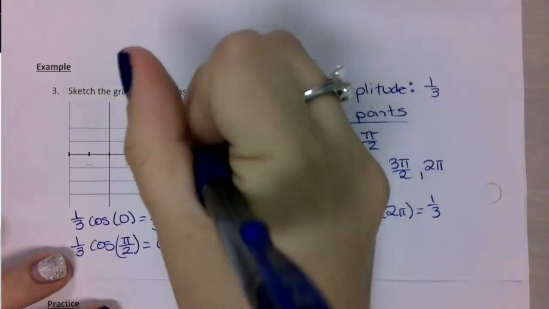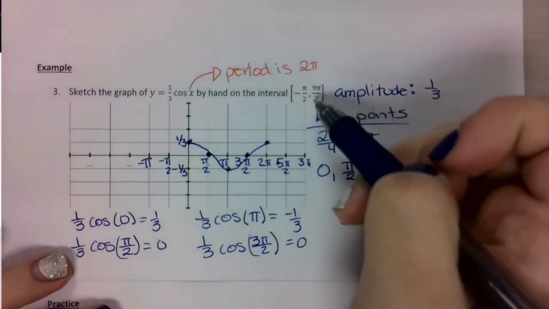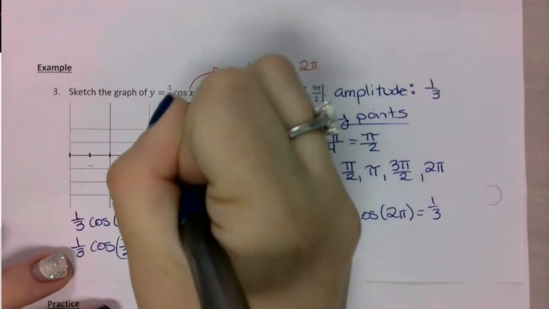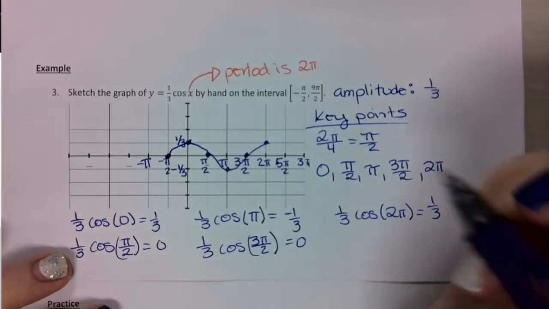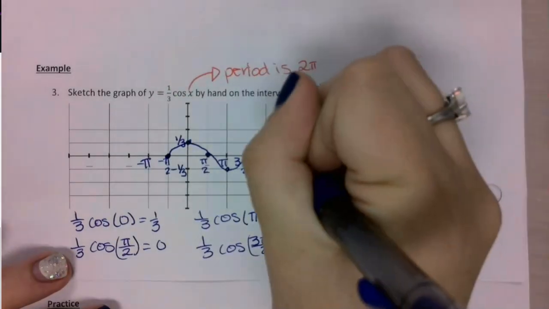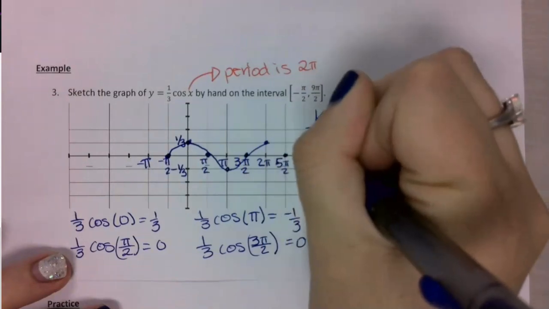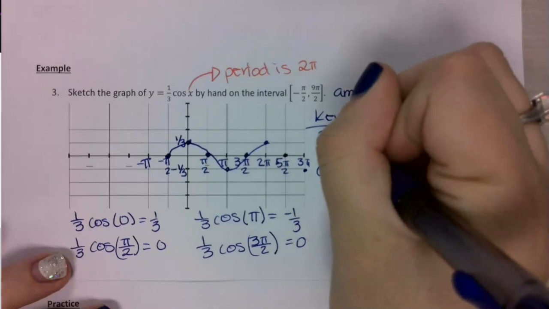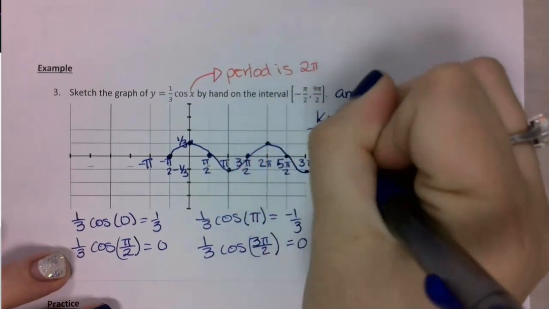So then I want to connect my points. And this one wants me to go to negative pi halves, so that one would go right here. And then it wants me to go all the way to 9 pi halves, which unfortunately I did not give us enough graph for. 7, 8, 9. So like that.